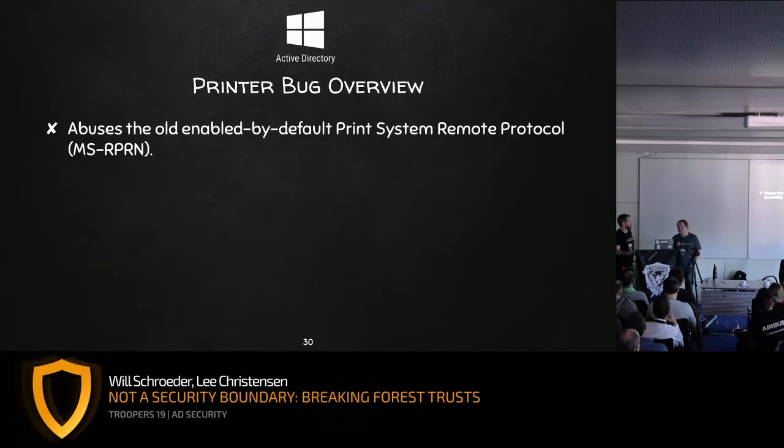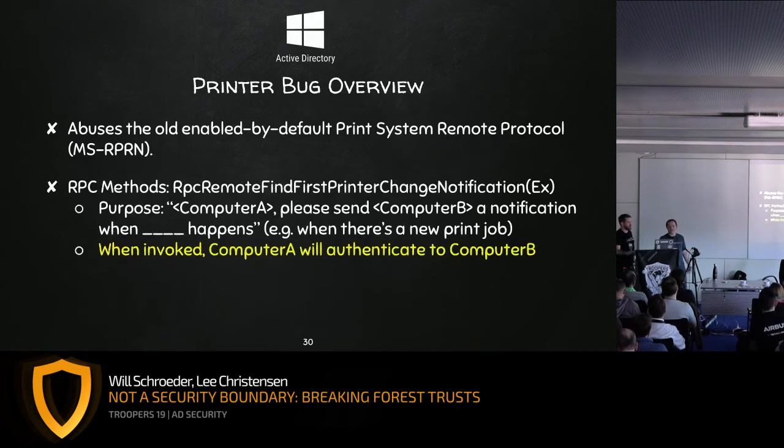So it's the Print System Remote Protocol, MS-RPRN. It's a well-documented protocol. It's on MSDN, and that's how I found it, was reading through the documentation on this specific protocol. Inside of that protocol, there's an RPC method called RpcRemoteFindFirstPrinterChangeNotification(Ex). There's two of them, actually.